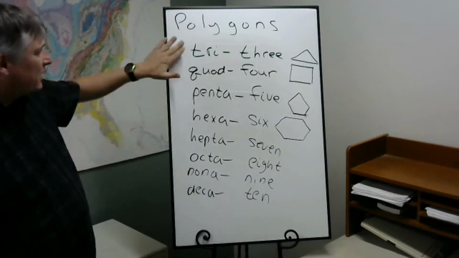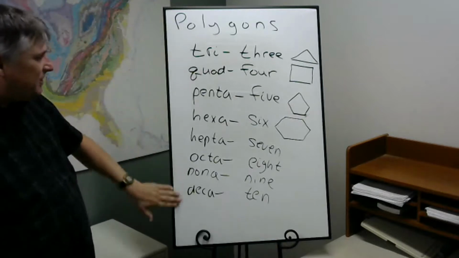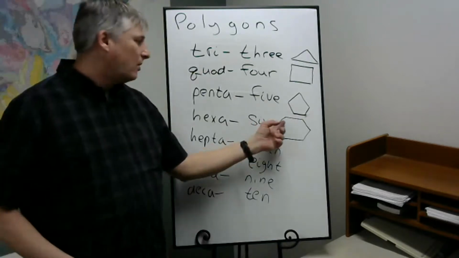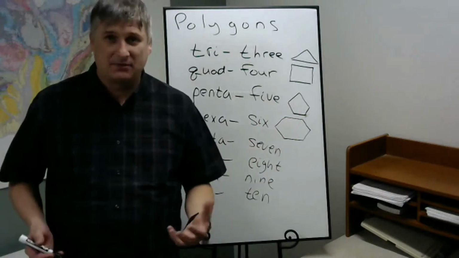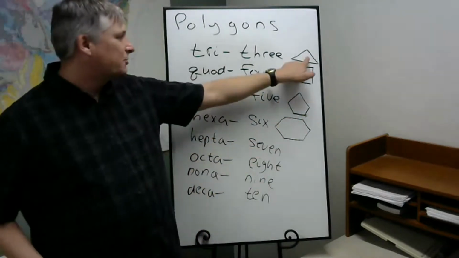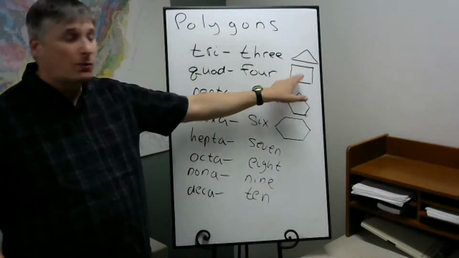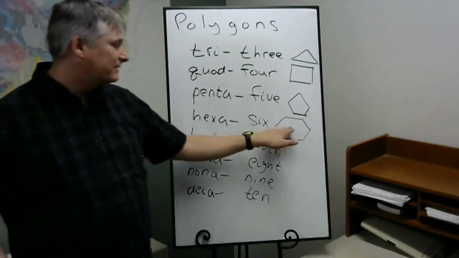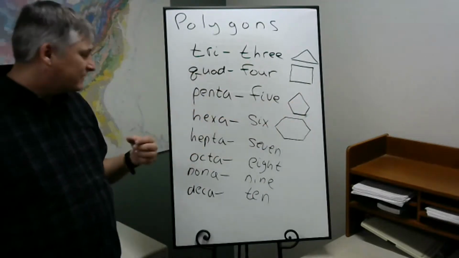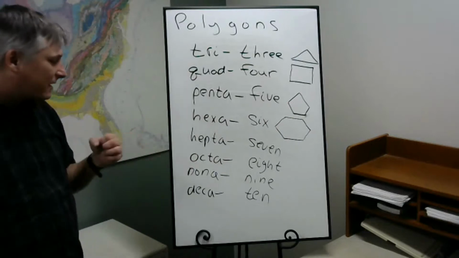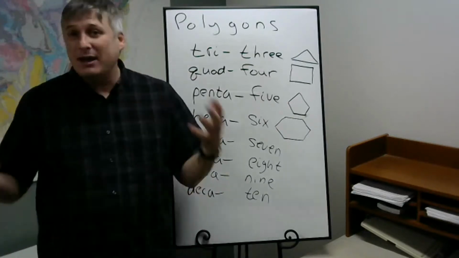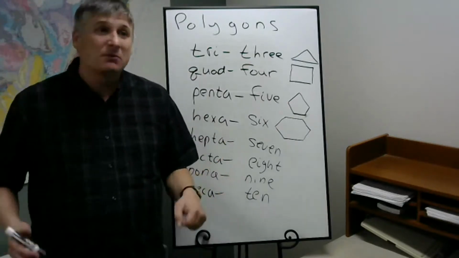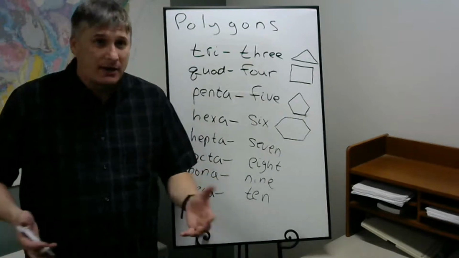And so again, for these shapes, the sides on all of these shapes are all going to have the same length. So tri will be 3 sides, quad is 4 sides, penta will be 5 sides, hexa will be 6 sides, hepta will be 7, octa is 8, nona is 9, deca is 10, and each of these sides has the same length. So this is our introduction to polygons.